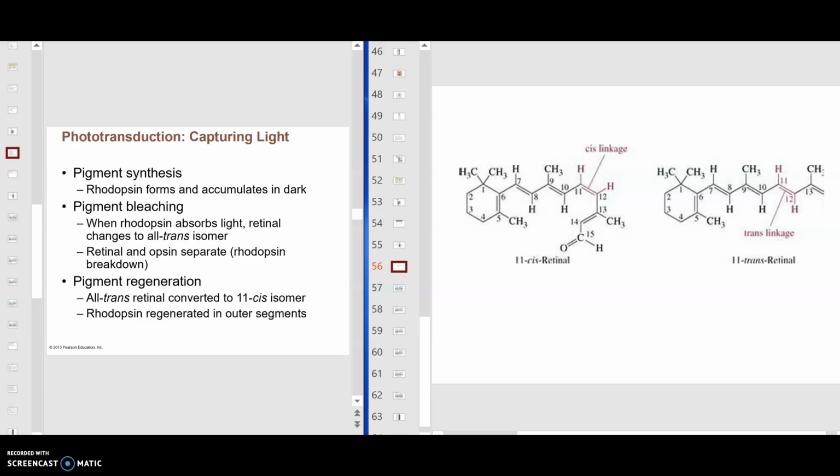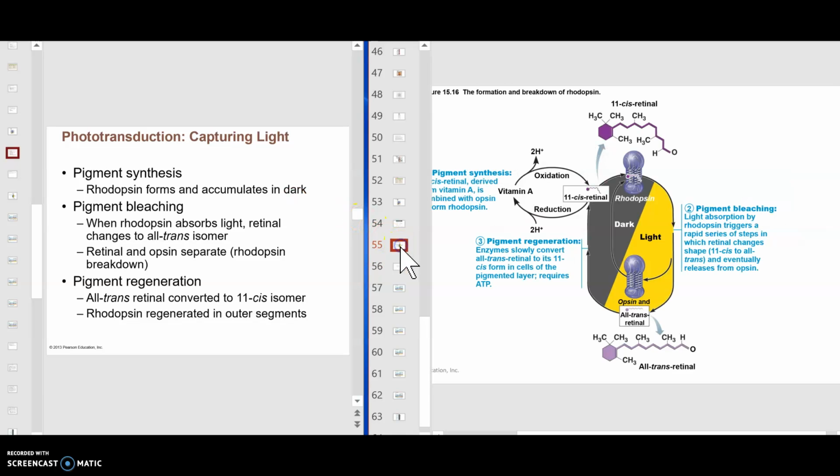Okay, class, so we're back to looking at phototransduction and capturing light. We spoke before of pigment synthesis: rhodopsin forms and accumulates in the dark. When light occurs, there's bleaching and it separates. Pigment bleaching is when rhodopsin absorbs light, retinal changes to the all-trans form, and retinal separates. And then the pigment regeneration we spoke of uses ATP.